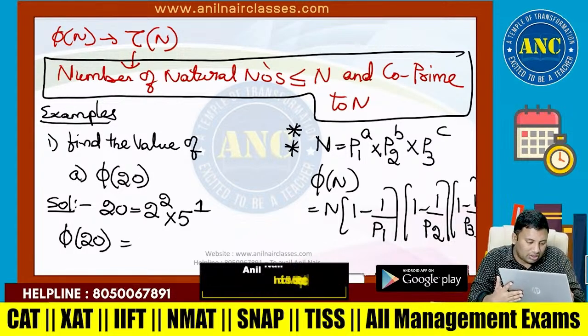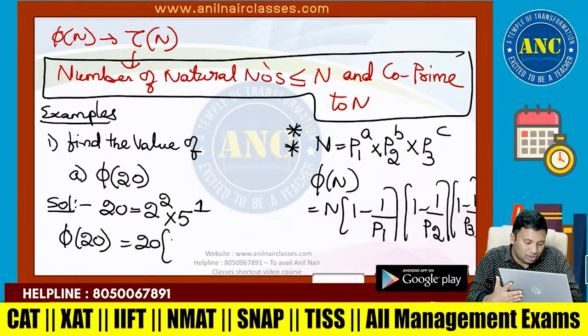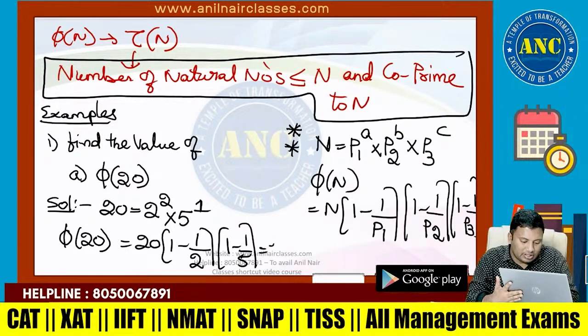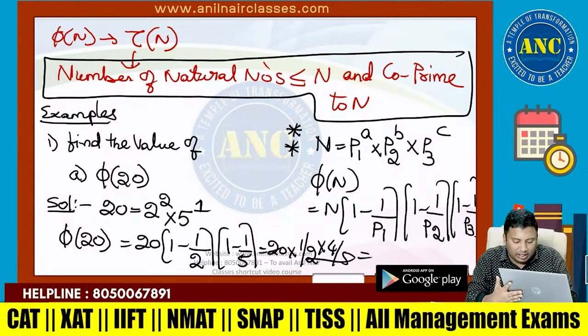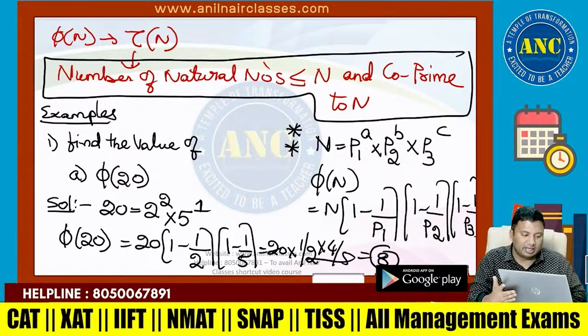Just substitution we will do here. So this is nothing but 20 into 1 minus 1 by 2, 1 minus 1 by 5. So here it is 20 into 1 by 2 into 4 by 5. 10 2s are 20, so 2 4s are 8. Answer for the first question is 8.